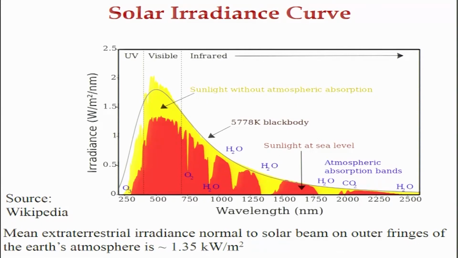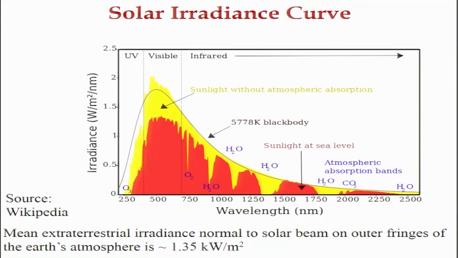It's basically a simulated plot for a black body at 5778 Kelvin, and this shows that most of the energy is centered in the visible and IR region, and this is what is available for us to be harnessed.